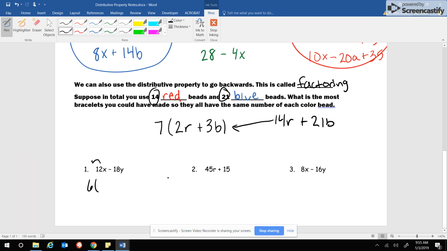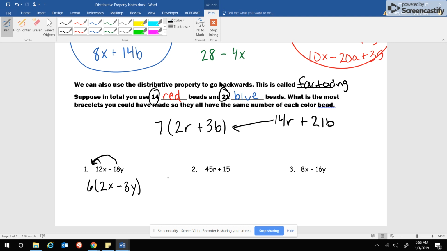12 divided by 6 is 2. Because remember, now I'm going outside of the parentheses. So instead of multiplying, I'm doing the inverse. I'm going to divide. I'm going to keep my sign the same. And then 18 divided by 6, I'm still going out of the parentheses, so I'm dividing, is 3, and I'm going to keep the y. So those are the same. Those two expressions are equivalent.